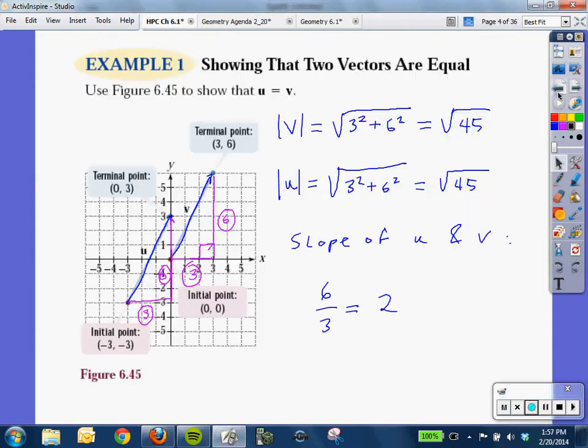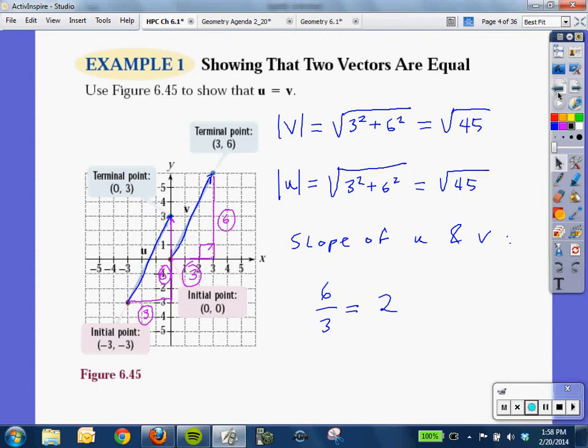So let's talk about example number 1. I know I have all my work here, but it's actually a pretty easy example. We want to show that these two vectors, vector u and vector v, are equal to each other. In order to show that the two vectors are equal, you have to prove that they have the same length and they have the same direction.